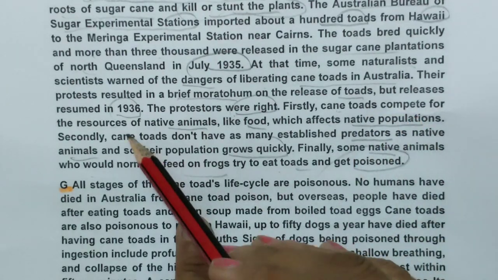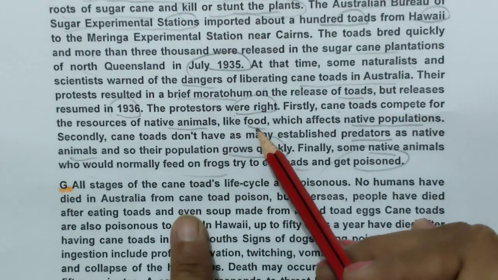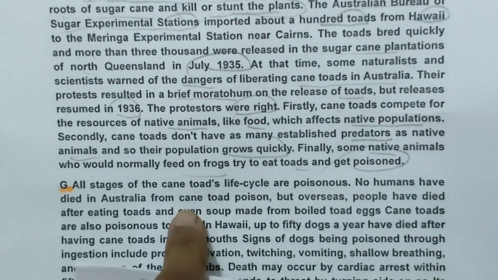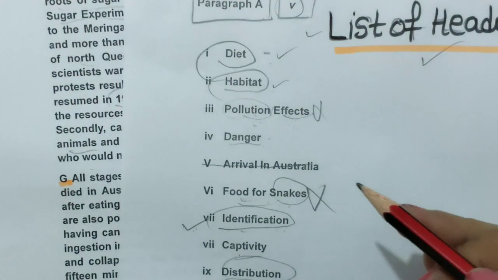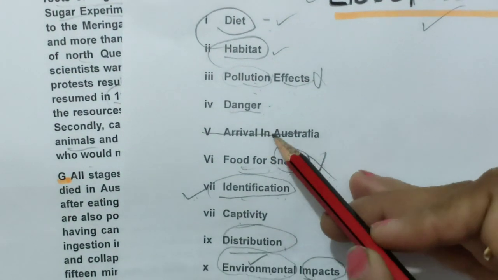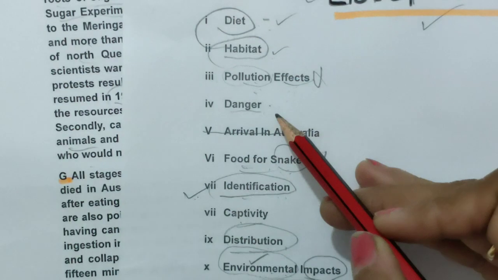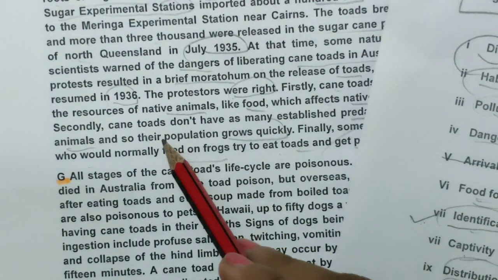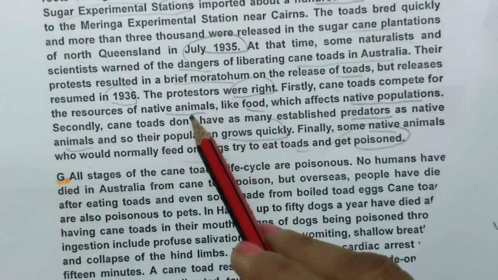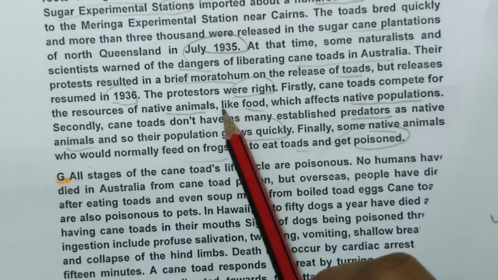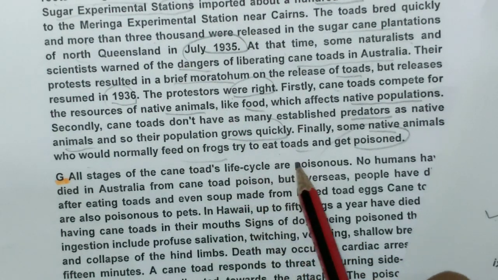Cane toads compete for resources of native animals, like food. So let's read it. Pollution effect, definitely it is not. Okay, a danger kind of word was there. Danger, where? I have just read danger. Yeah, the danger word was there.